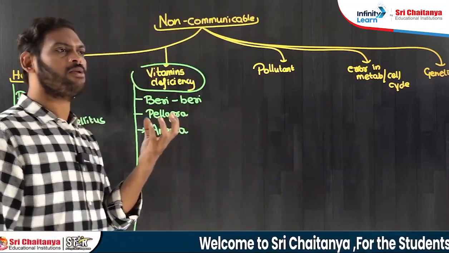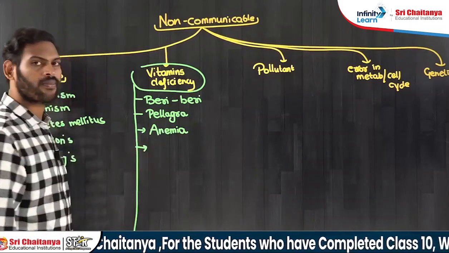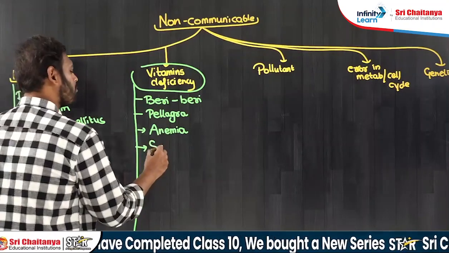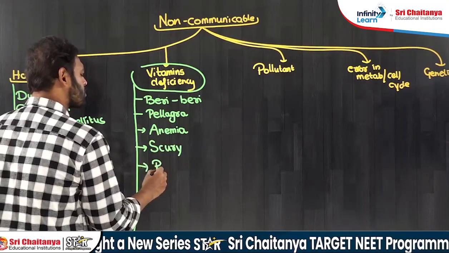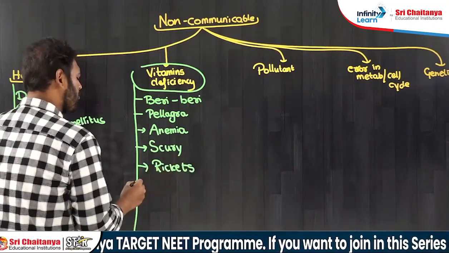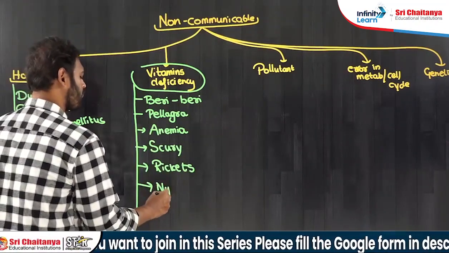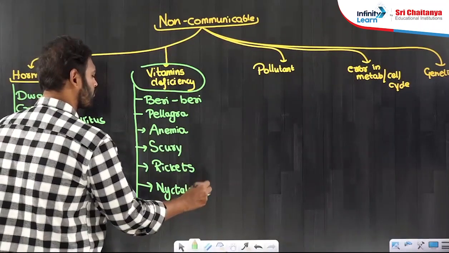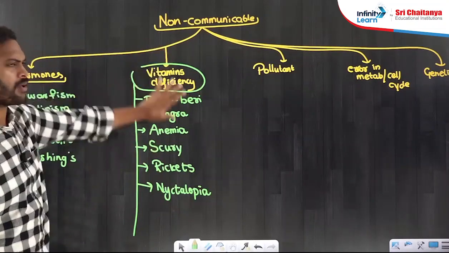If your food does not have vitamin C, the sour vitamin in limes, then you may develop a disease referred to as, deficiency of vitamin C causes which disease? Scurvy, bleeding gums. Not having enough vitamin D, rickets, knock knees, bow legs. Not having vitamin A, night blindness, nyctalopia. So, like this. Okay, some examples.